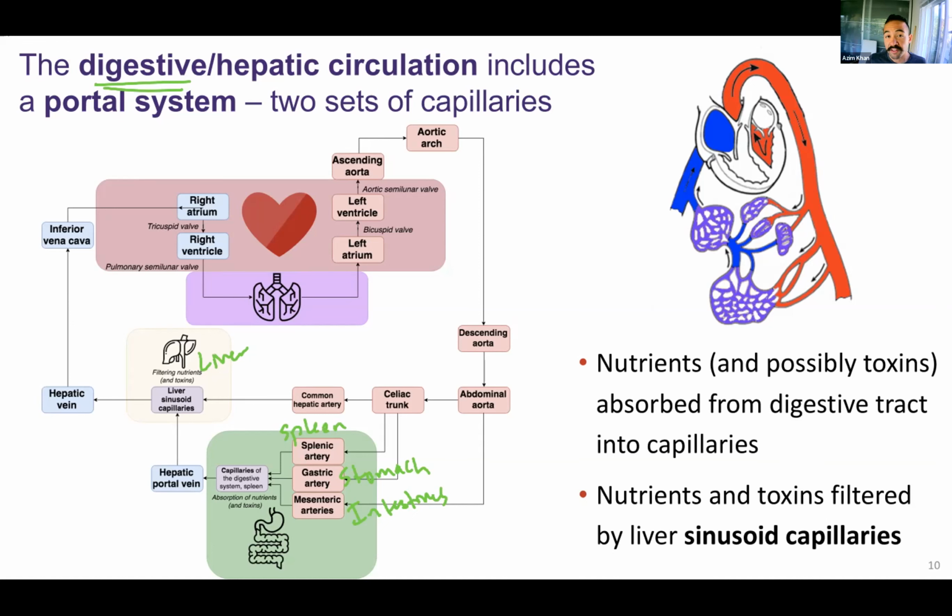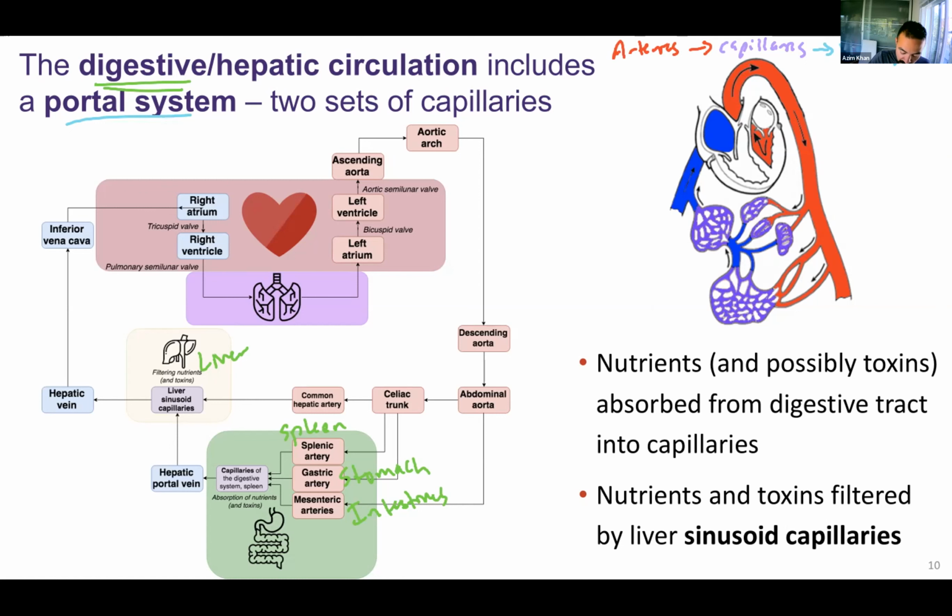What's unique about this pathway is that there is something called a portal system. Normally, when we have blood vessels in a pathway, we go from arteries to arterioles, we exchange at capillaries, and then we come back through venules and veins. That's normally what happens. With a portal system, we instead have two sets of capillaries.